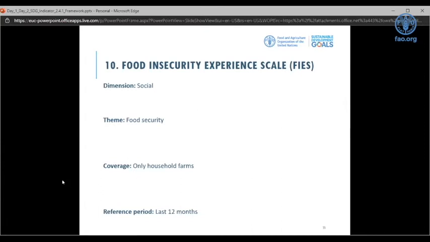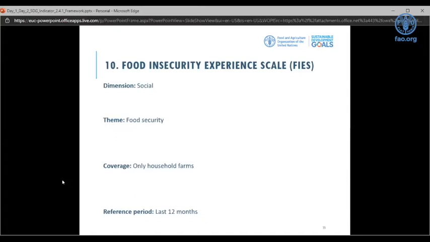In short, what is FIES? It is a metric of severity of food insecurity that is measured at the household or the individual level. It is a statistical measurement scale designed to measure unobservable or latent traits, as we call it, and is measured based on people's direct yes or no responses to 8 questions regarding their access to adequate food given the resources that they have.